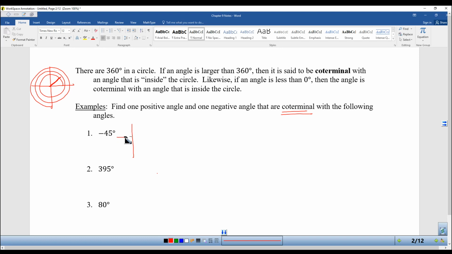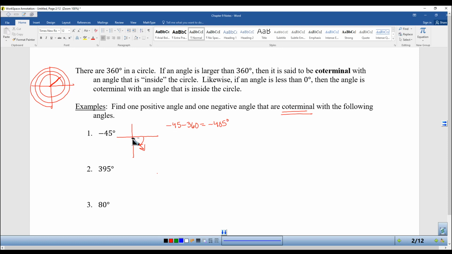So let's draw it. Negative 45 degrees is right here. But if I went around another 360, that's a full circle. I would land in the exact same spot. So negative 45 minus another 360 is going to give me negative 405. I don't actually want a negative 405-degree angle, but sometimes you'll get one, and I want you to know that it's the same as negative 45.